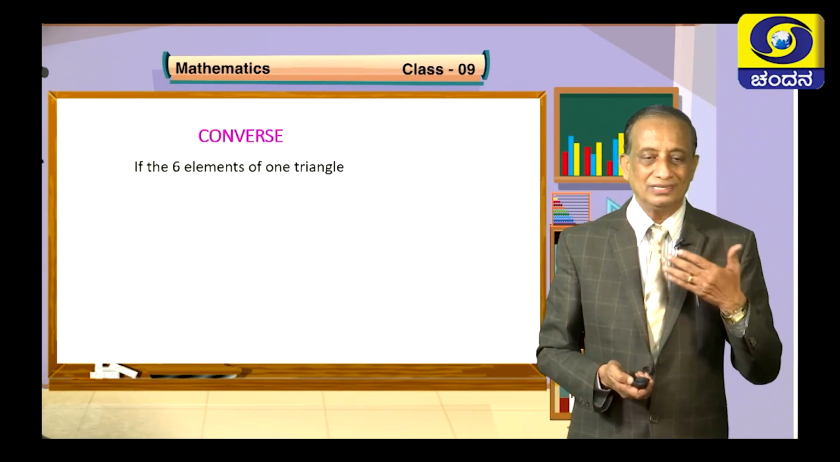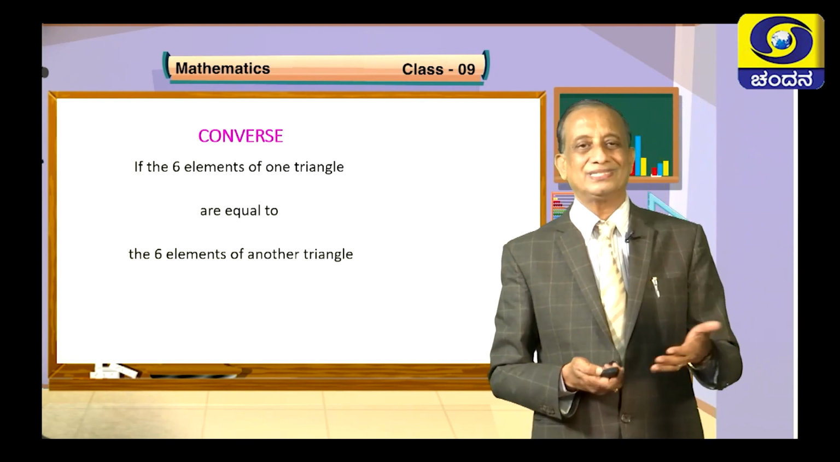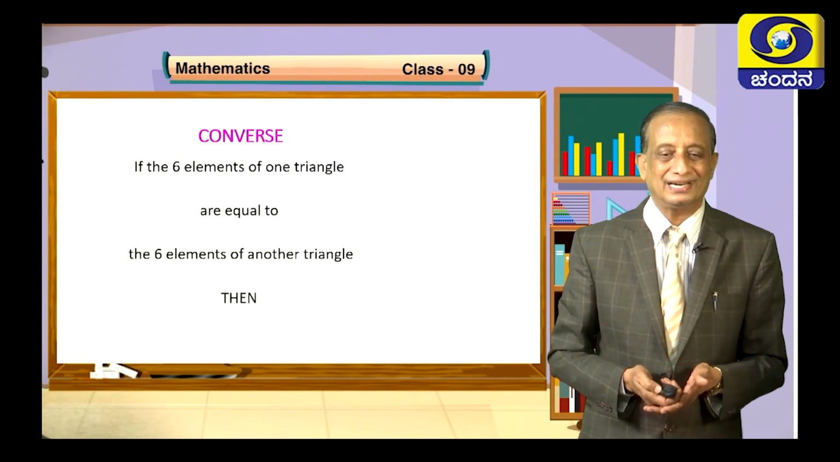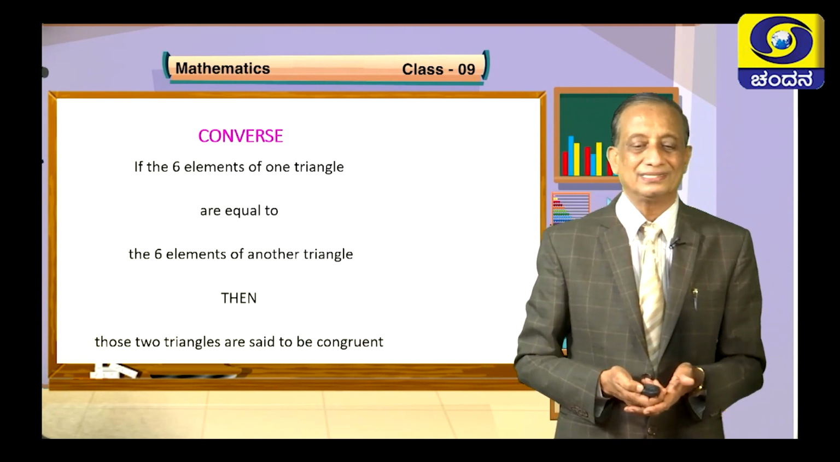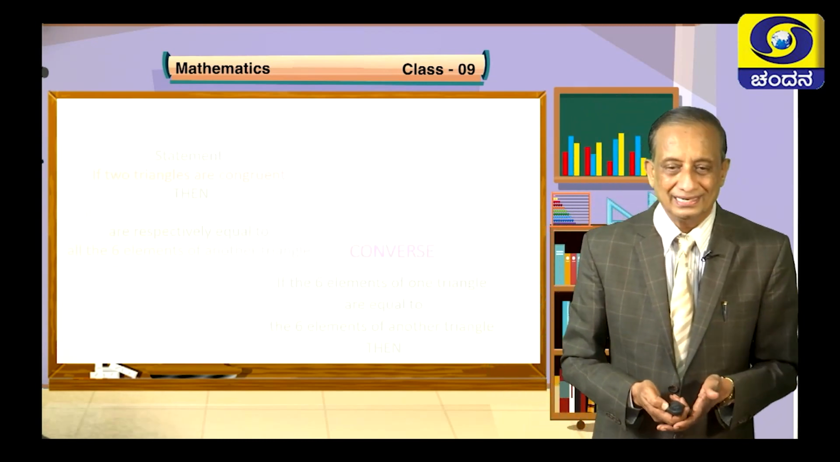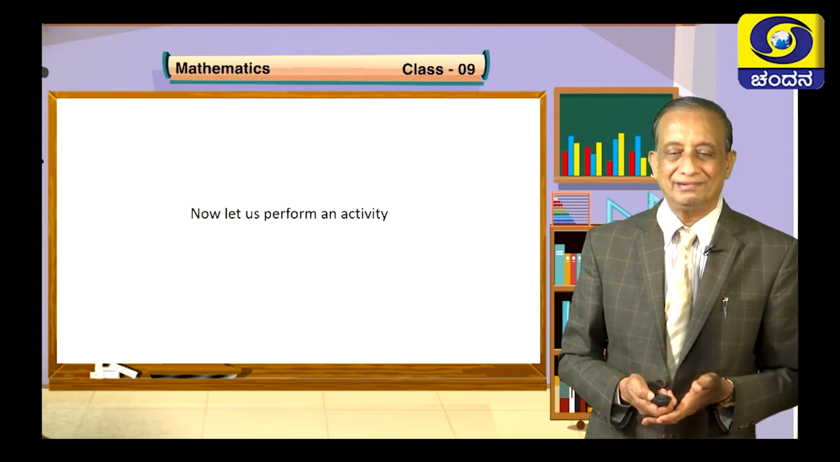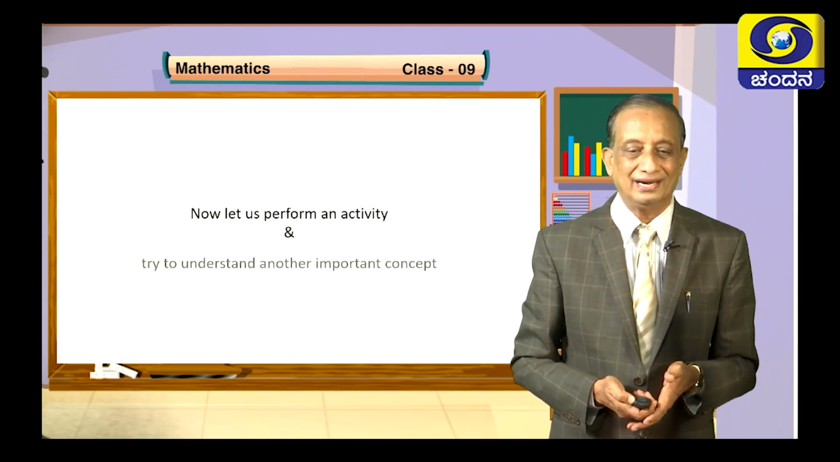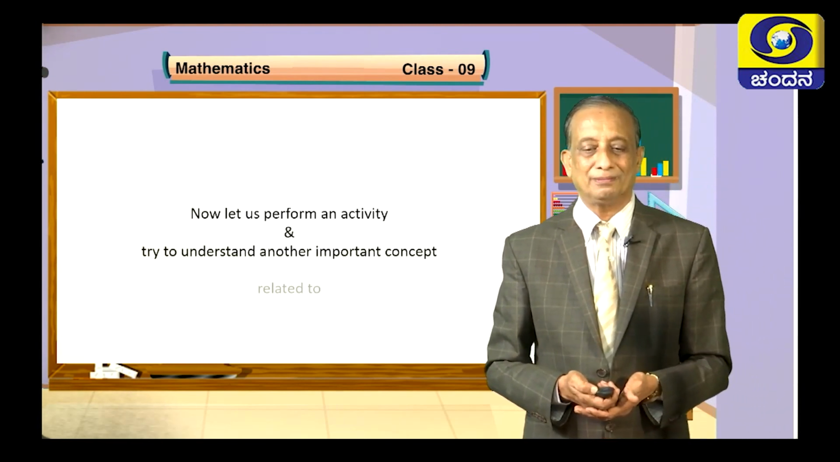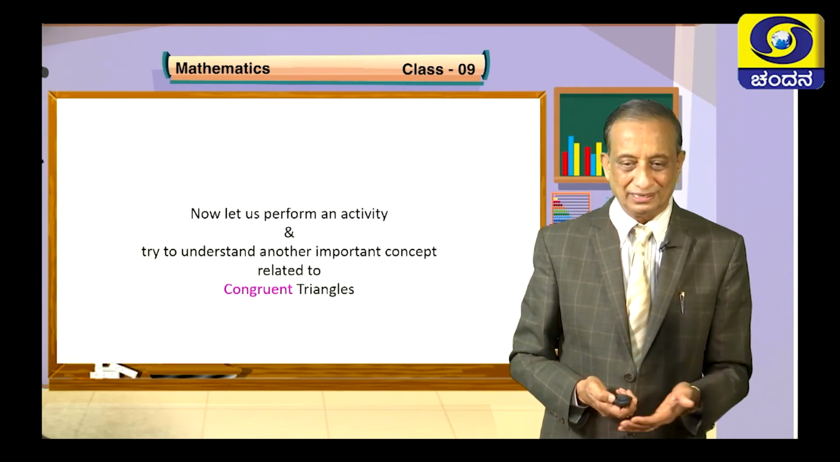Conversely, if all the 6 elements of one triangle are equal to all the 6 elements of another triangle, then we can say that those two triangles are congruent. Let us see both in one slide only. Now let us perform an activity in order to understand another important concept related to congruent triangles. Shall we do that now, friends?